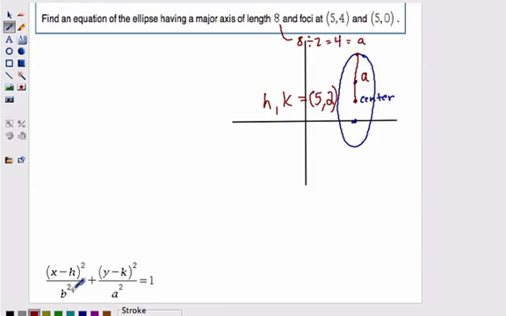So the only other thing I need is b. I need my b value. This is when we're going to use the formula b squared equals a squared minus c squared. So make sure you have that handy. We're trying to find b. We know that a is 4, and we can find out what c is. Remember, c is the distance from the center out to the foci. So c is this value right here.